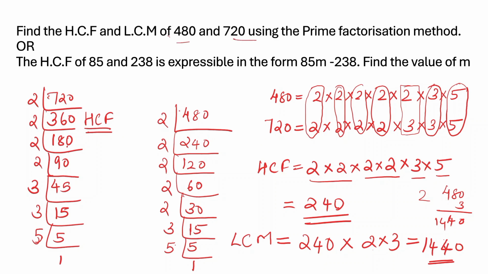Our question is, the HCF of 85 and 238 is expressible in the form of 85m minus 238. Find the value of m. So first we have to find the HCF of 85 and 238. So 85, how will you find?